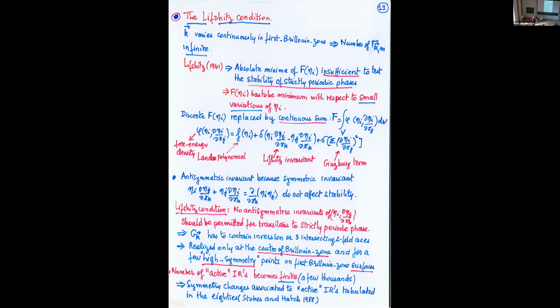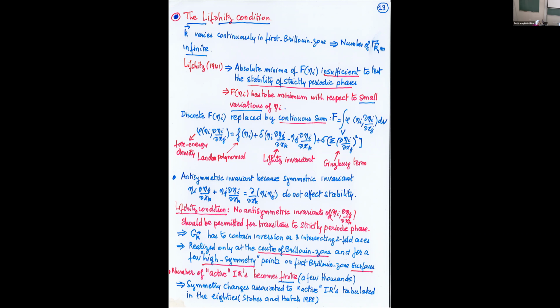want to stabilize, let's say, when you minimize the free energy using Euler-Lagrange equations. Now, the Lifshitz condition is this one. No anti-symmetric invariant of this type should be permitted for transition between strictly periodic phases. And this condition limits to a finite number the number of irreducible representations between strictly periodic structures.